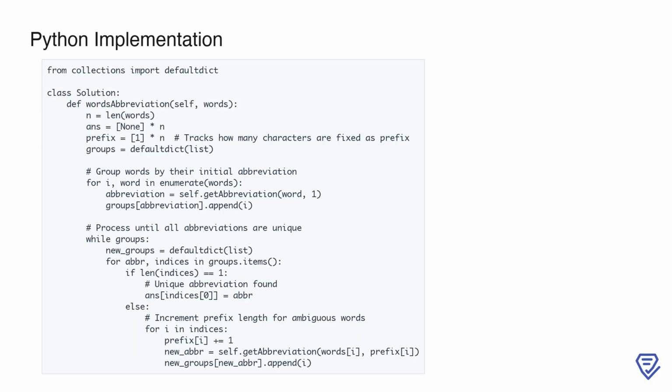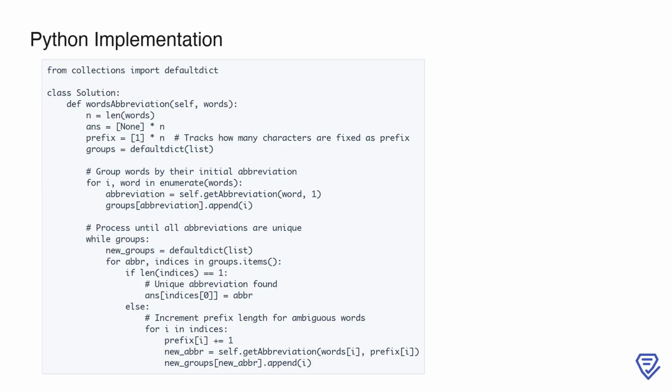Here, we start by importing the necessary module, defaultdict, which helps us group words efficiently. Inside the solution class, we define the wordsAbbreviation method that takes a list of words as input. First, we initialize some variables: n to store the number of words, ans as a list to hold the final abbreviations, and prefix as a list of ones, where each element tracks the number of prefix characters fixed for each word. We also define groups as a defaultdict to group words by their initial abbreviation.